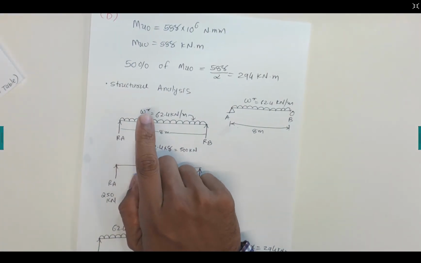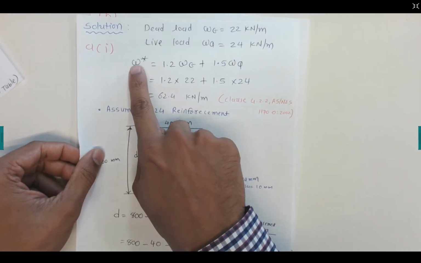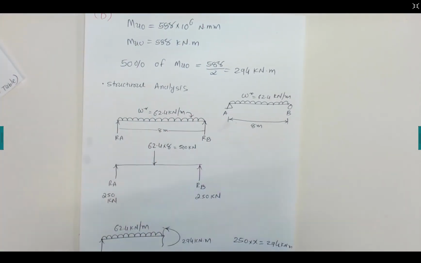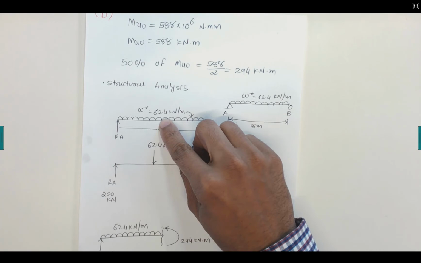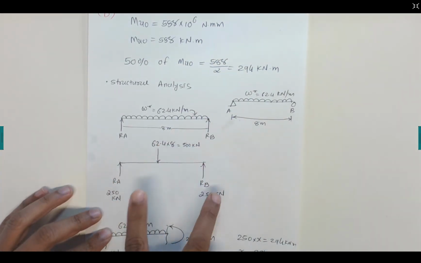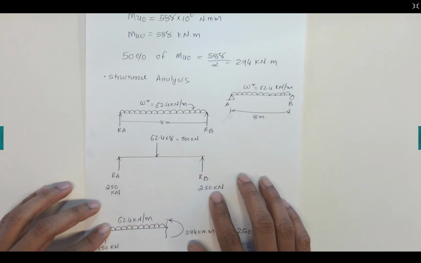8000 millimeter span given in the questions. We calculated the design load at the start. From the previous video, we calculated design load 62.4 kilonewtons per meter, that is uniformly distributed load. If I convert this uniformly distributed load into a concentrated load, that is times the length, it gives us 500 kilonewtons. Reaction force is half, 250 on each side.